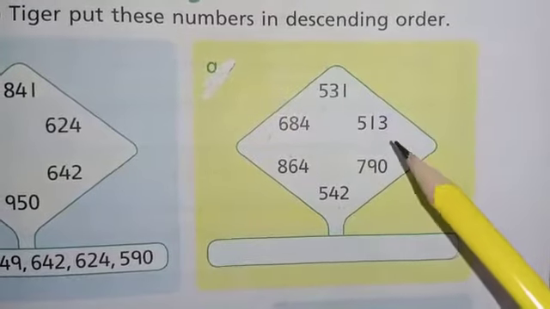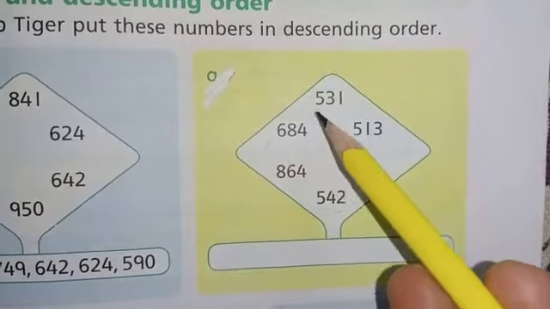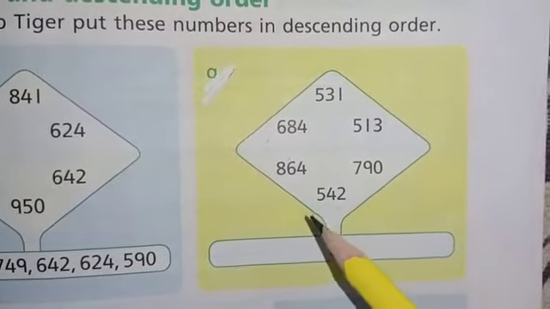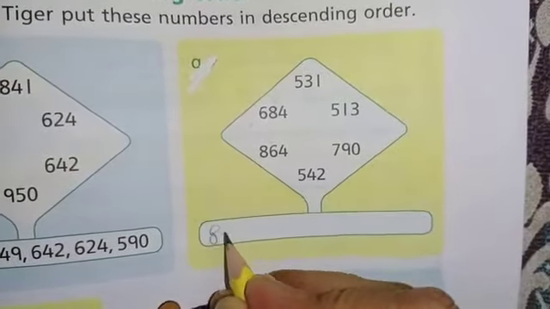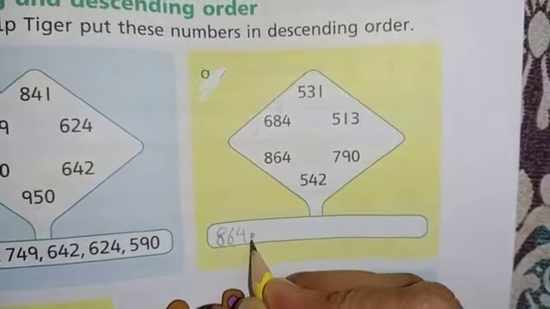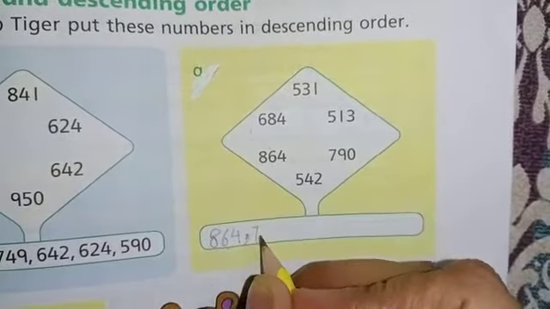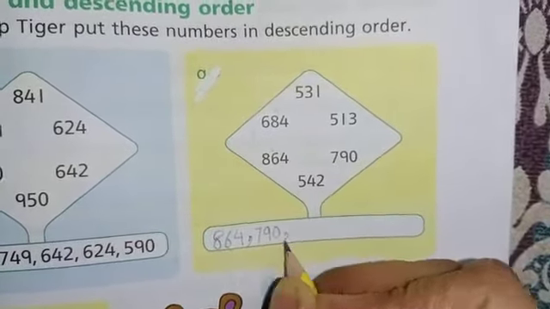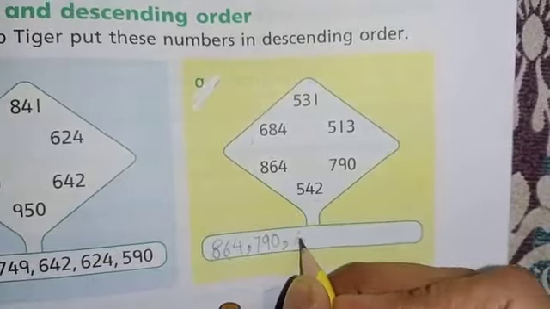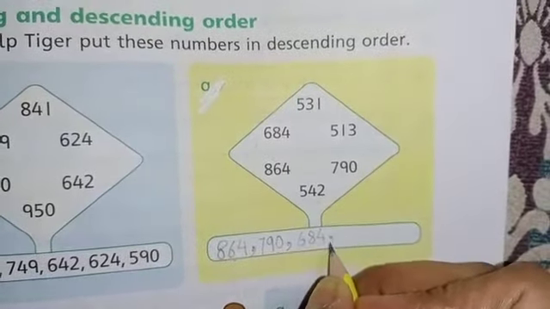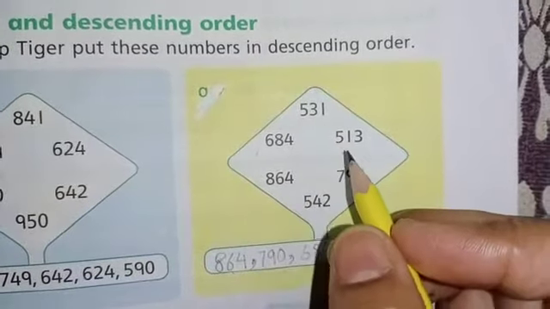Here we have numbers 531, 513, 790, 542, 864, and 684. First of all, look at the largest number. Here the largest number is 864. So first we write 864. Next, look at the numbers. Here we have 790. Next is 684. Next number is, look at the numbers, 542, 531, 513.